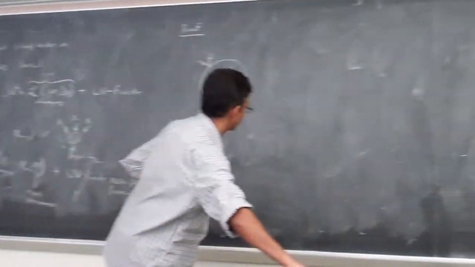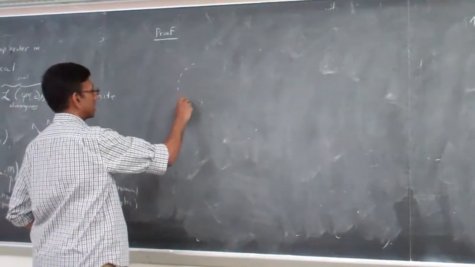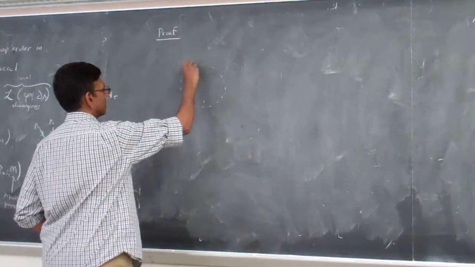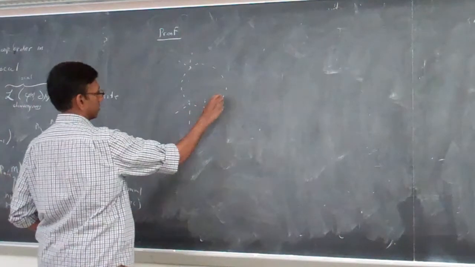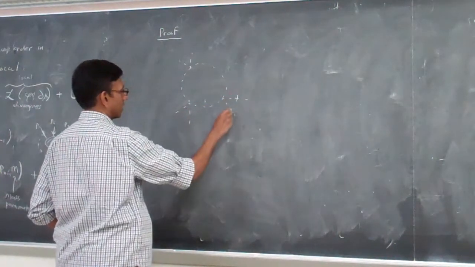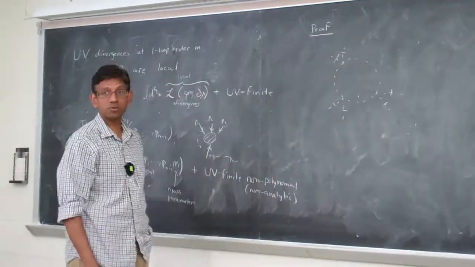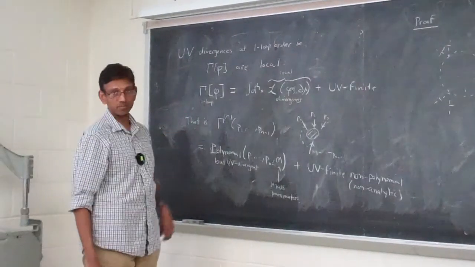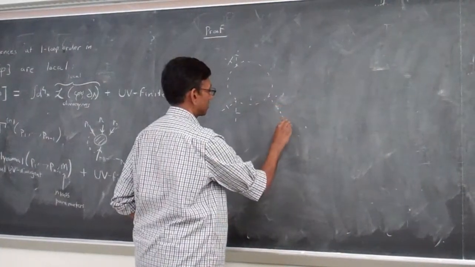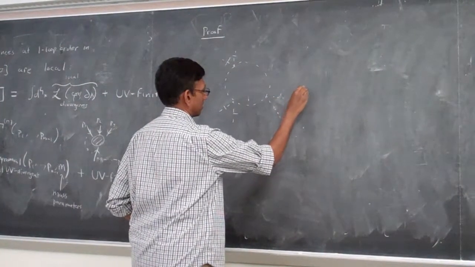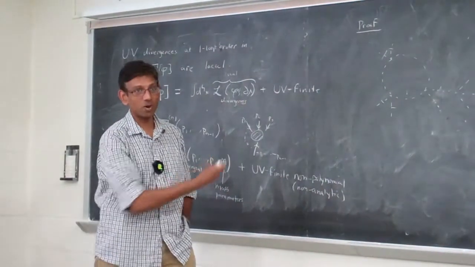Since we have talked about fermions and bosons simultaneously, let me use dashed lines for bosons, such as phi to the 4th. So here is an example. I amputate these. This is an example of a contribution to gamma, one loop. Notice this is not a contribution to gamma one loop because it's not one particle irreducible.